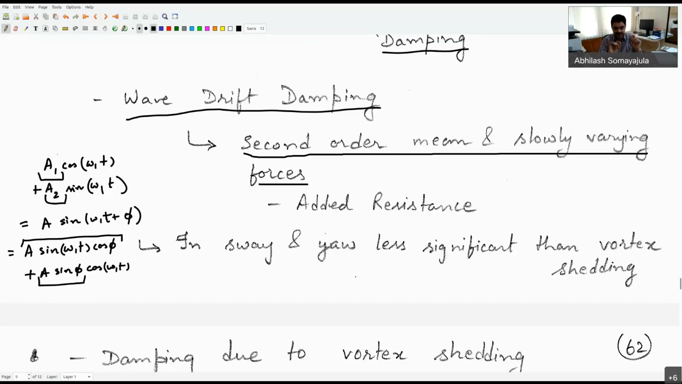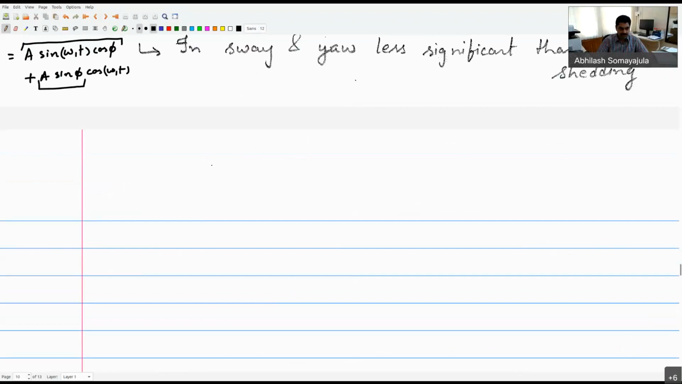Now suppose I modify this relationship, where the two signals that I'm adding are no longer the same frequency. So let's say that I add A1 cos omega 1t plus A2 cos or sine, let's say, omega 2t. When I add these two together, what do I get?